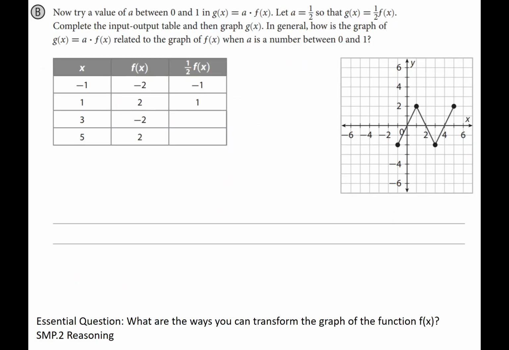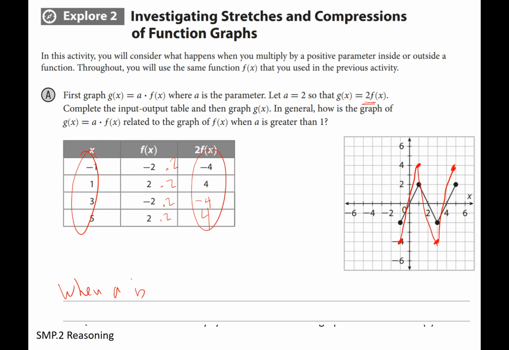So when a is, let's see, what kind of parameter do we have? We said we had a positive number, right? Actually, we're going to say something different. We're not going to say that it's positive. We're going to say that it's greater than 1, because if I had just a 1, it would have left those numbers the same. So when a is greater than 1, g of x equals a times f of x is stretched vertically.